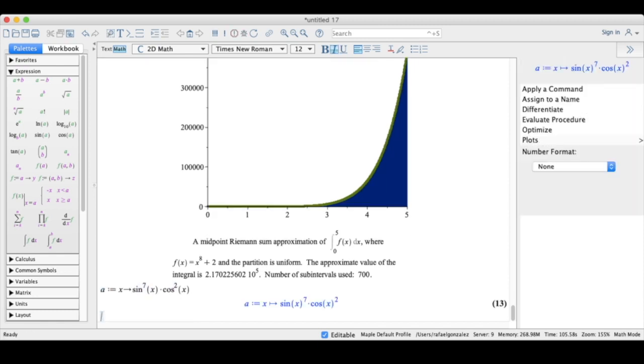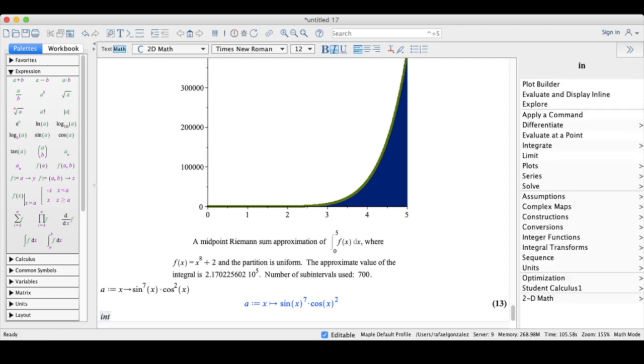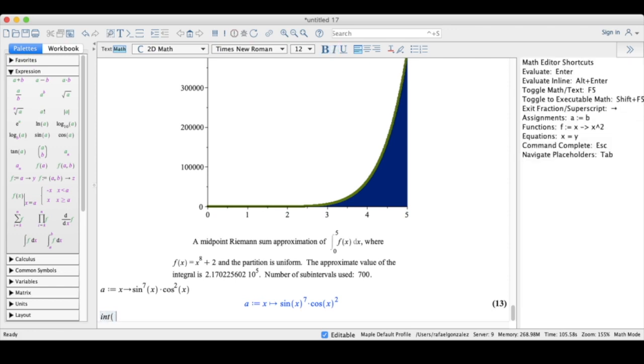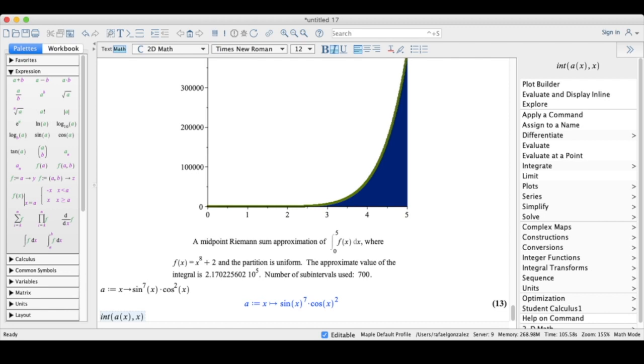Now, to take the antiderivative, we can either go to the expressions and use the indefinite integral symbol, or we could use the integration command, which is simply int. And I could simply say, take the antiderivative of A of x with respect to x. Much like with the derivative, you have to tell Maple which variable you are doing anti-differentiation with. Once I press enter, we should have the antiderivative.